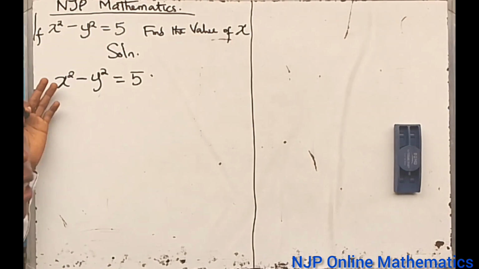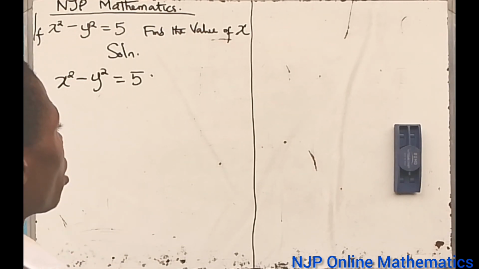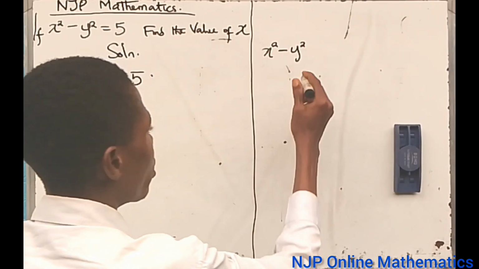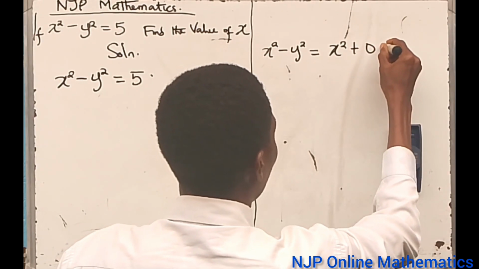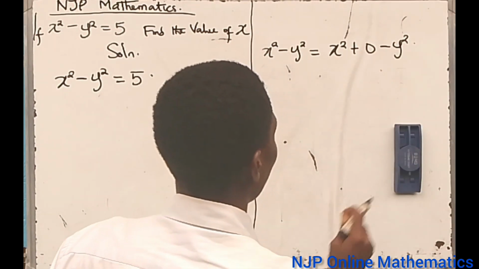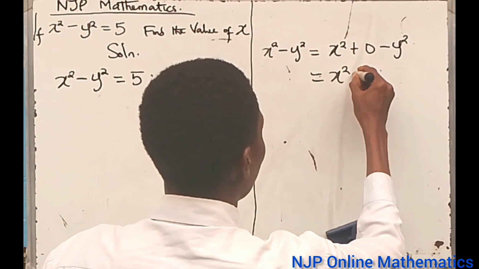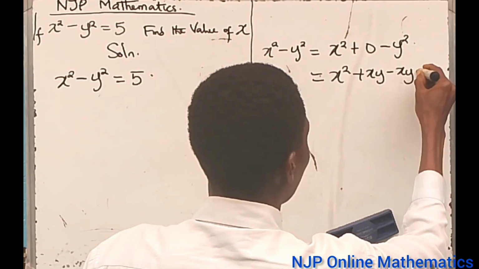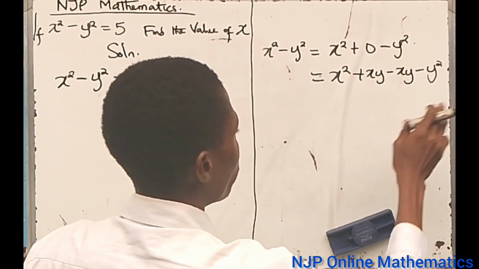We can see that the left hand side has the variables x and y, and it's a difference of 2 squares. So let's give the relation of the difference of 2 squares. x squared minus y squared can still be written as x squared plus 0 minus y squared. So this can also be written as x squared plus xy minus xy minus y squared, since xy minus xy equals 0.